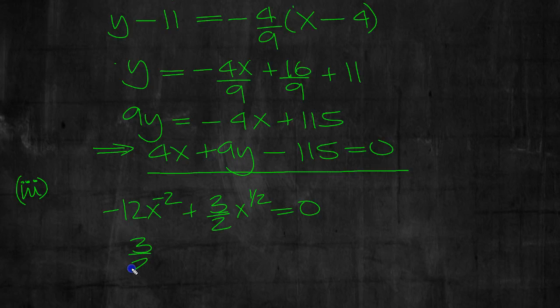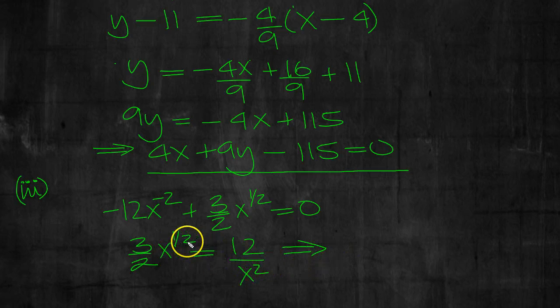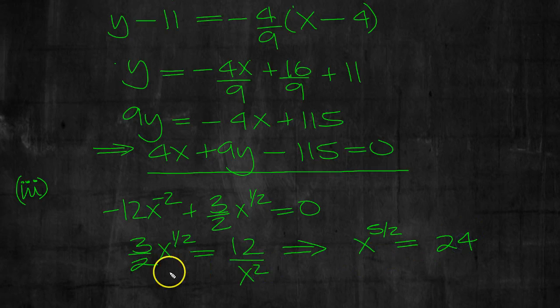So 3 over 2 x to the half then is equal to, move the 12 over, 12x to the minus 2, which we can write underneath. Let's do that then. So that'll be over x squared, wouldn't it? And move that up to the top. So you add, that'll be x to the 5 over 2. And then the 2 12s are 24. That moves up to be with the 12, and the 3 moves down, and you get 8.